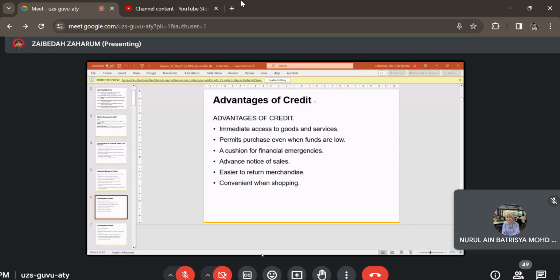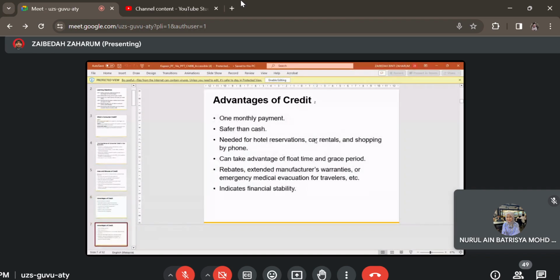And then tengok another advantages of credit tadi is a one monthly payment. Okay, one monthly payment bermaksud the credit consolidate multiple purchase into a single monthly payment, which can simplify financial management and budgeting for individuals instead of kita nak keeping tracks of various transactions and due dates. They only need to focus on making one payment. Make it easier to stay organized and avoid missed payments.